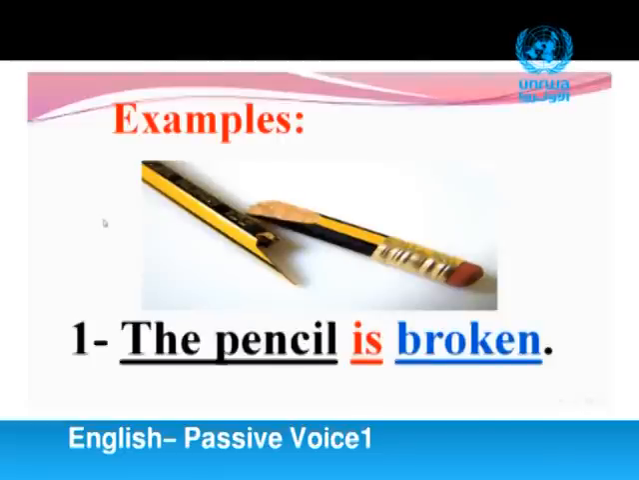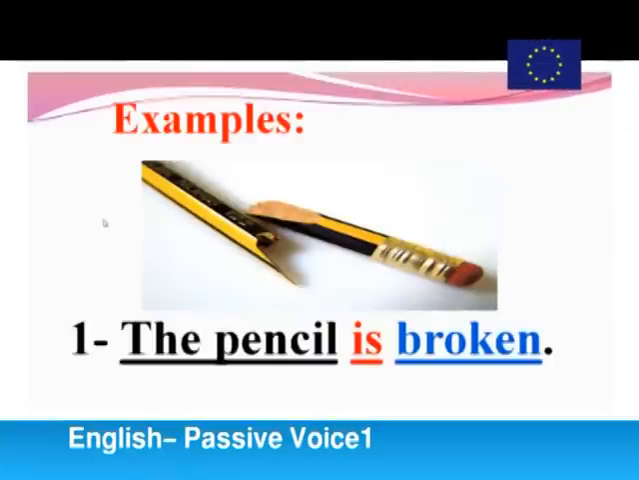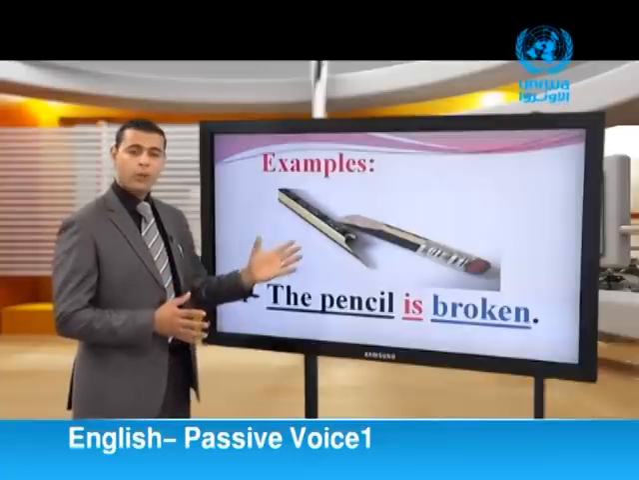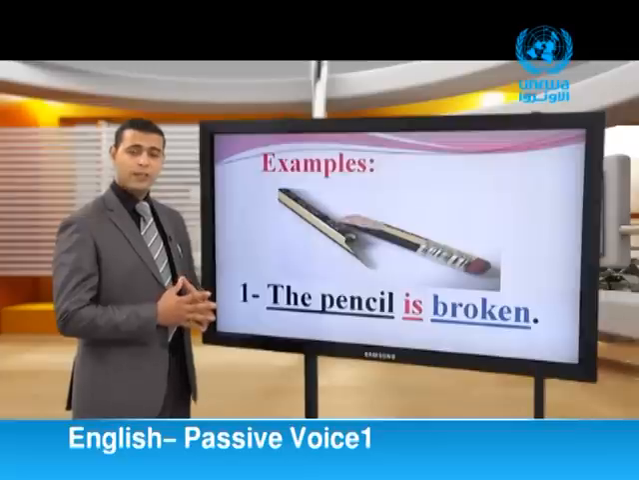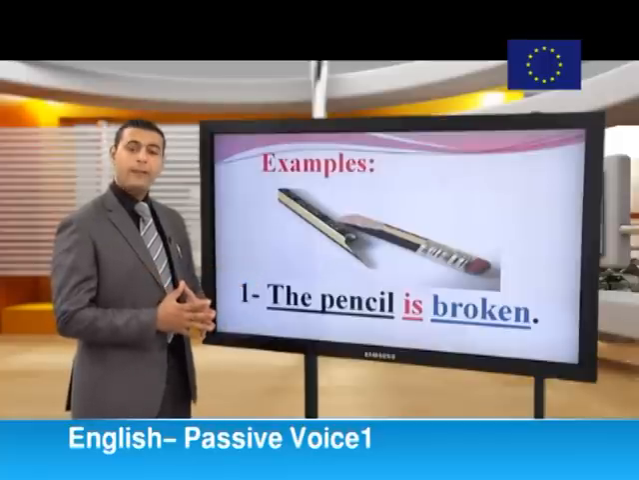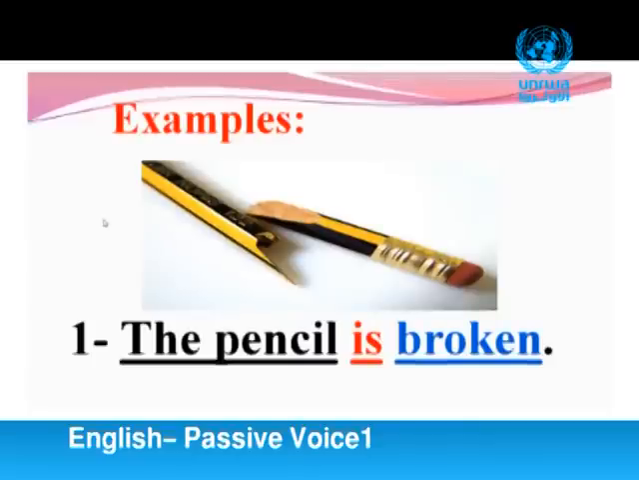Okay, let's look at this picture. In the first example, the pencil is broken. Look at the picture. Here we have a broken pencil. The pencil is broken. القلم الرصاص مكسور. But if I ask you a question, who broke this pencil? من الذي كسر هذا القلم وفقا لهذه الجملة؟ Here, the doer of this action is unknown. الفاعل لهذا الحدث هو مجهول غير معروف. لذلك, we can say this sentence is in the passive voice. هذه الجملة في المبني للمجهول.